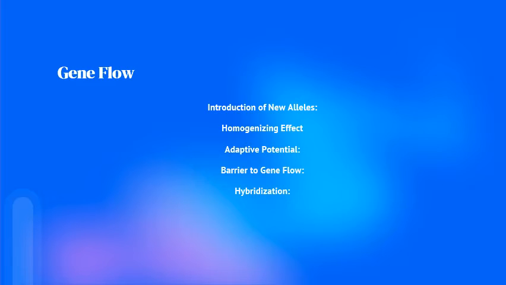So to summarize genetic drift and gene flow. Genetic drift is a random process that can lead to allele frequency changes in populations, especially in small populations, and it tends to reduce genetic diversity. On the other hand, gene flow is the movement of genetic material between populations, which can increase genetic diversity within populations and reduce genetic differentiation between populations. Both processes, along with natural selection, mutation, and other factors, contribute to the genetic structure and evolution of populations.